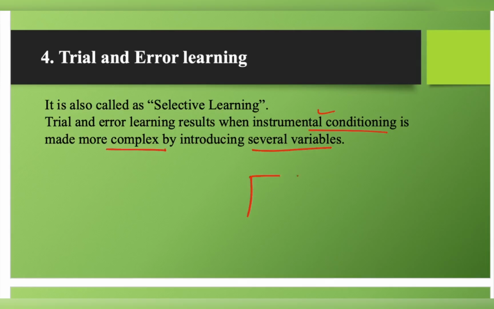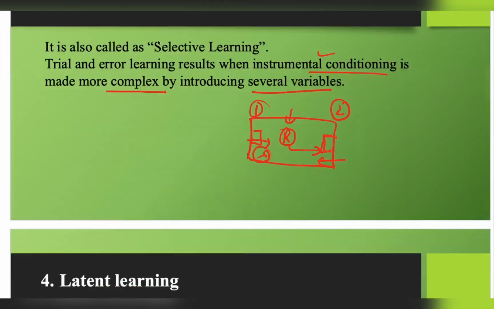For example, again we take the example of a rat in a cage. We have lever number 1 and lever number 2. If the rat presses lever number 1, the food will be there. If it presses lever number 2, nothing is there. So the rat will move here and there and sometimes press lever 2, sometimes lever 1, and after repeated action it will eventually learn which lever gives food. So that is trial and error learning, right?